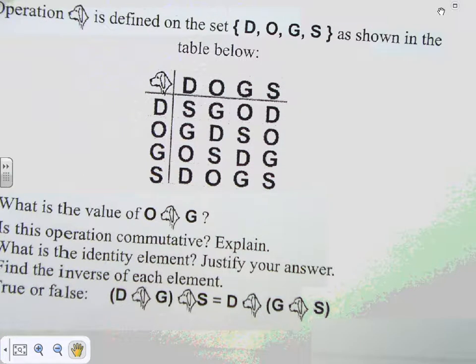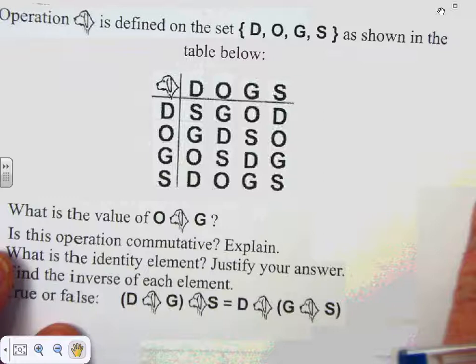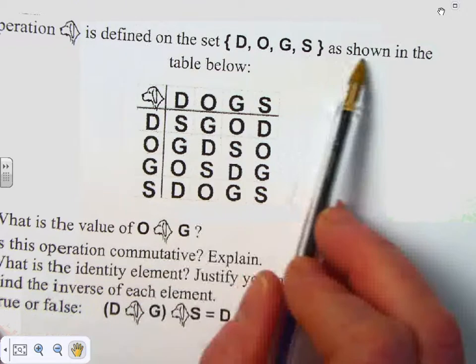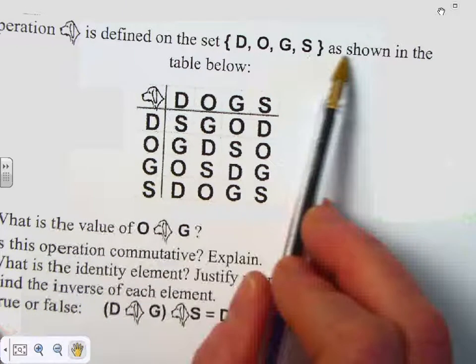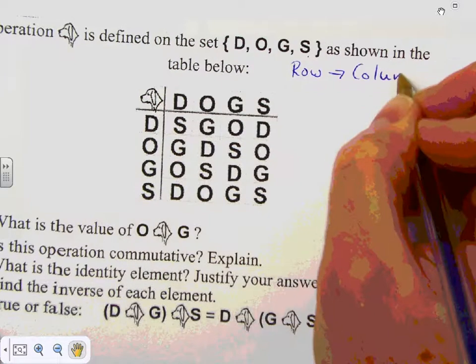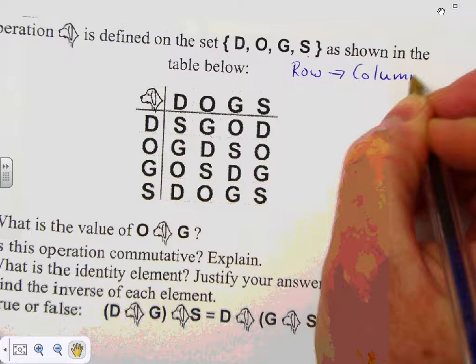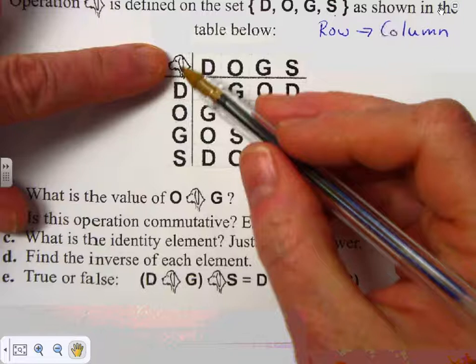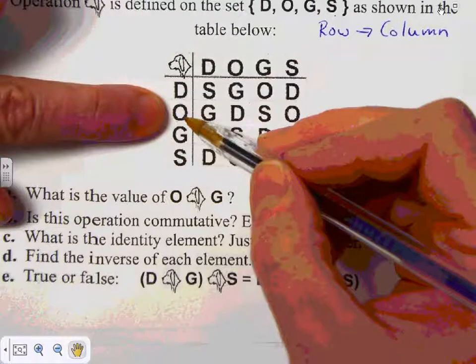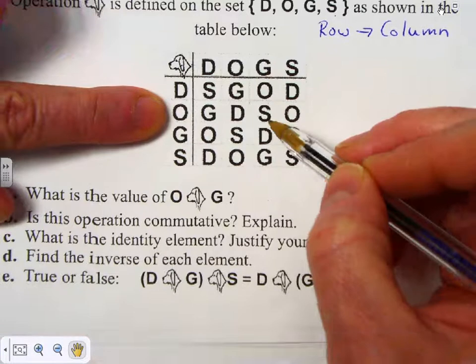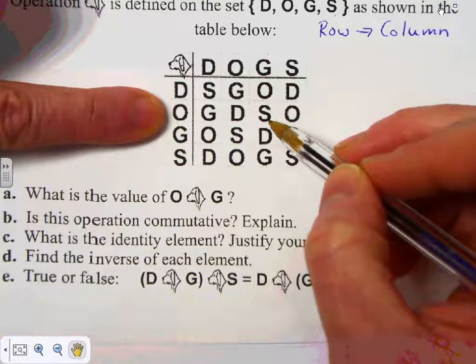Okay. So if I have the operation dog, and it is defined on the set of elements D, O, G, and S, and it's shown in the table below. So we're going to look at the row and then the column when we look at this, okay? Now, what would be the value of O dog G? So I'm going to go find the row that has the O and the column G. What letter intersected with those two? S.